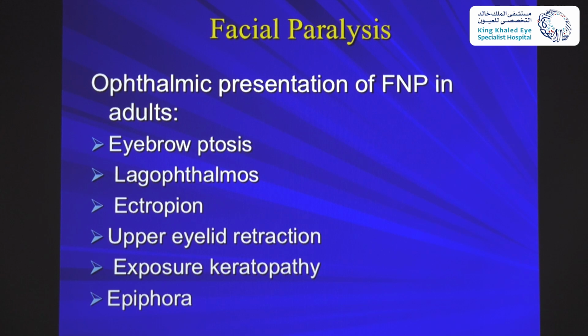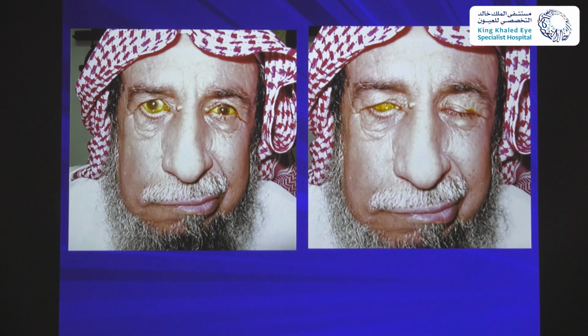What are the ophthalmic presentations of facial nerve palsy? Eyebrow ptosis, in an adult. Lagophthalmos, ectropion, upper eyelid retraction is another clinical manifestation, exposure keratopathy, and epiphora. If it happens because of reflex tearing, compromised blinking is also another cause for the epiphora, along with ectropion. In this patient with typical facial palsy, you can see the ectropion and the lagophthalmos, plus the changes down in the face. You don't see much brow ptosis because of the involutional changes; the patient has bilateral brow ptosis.